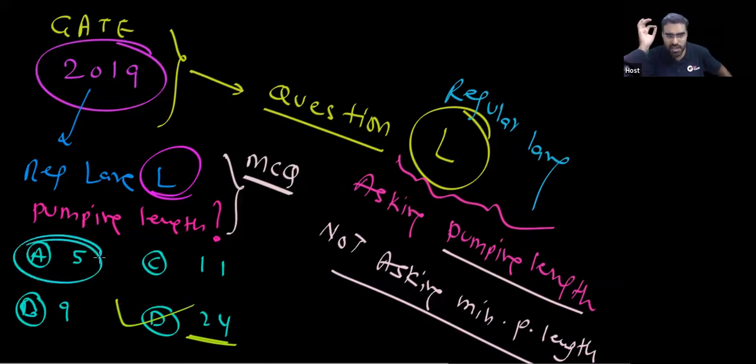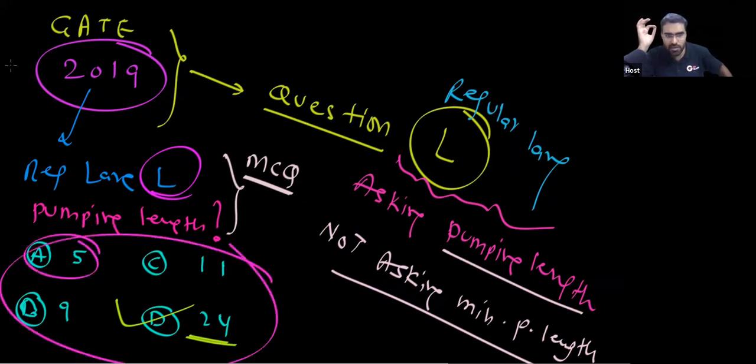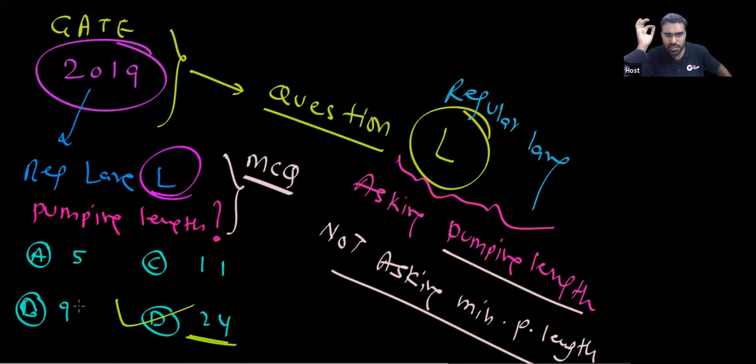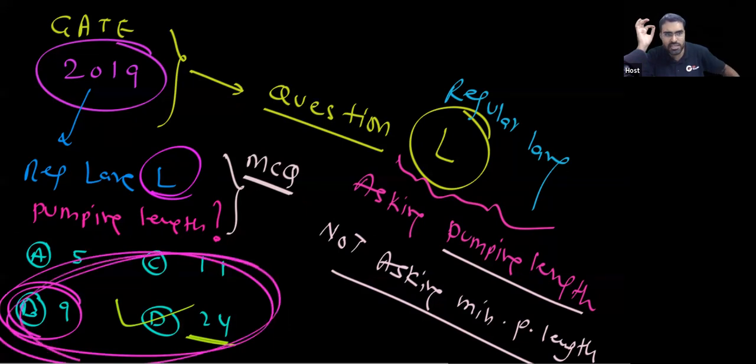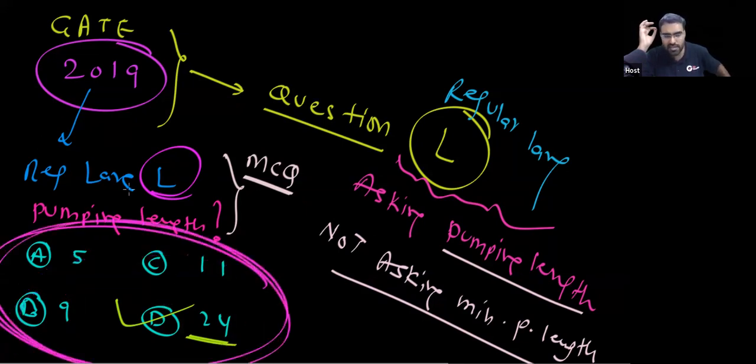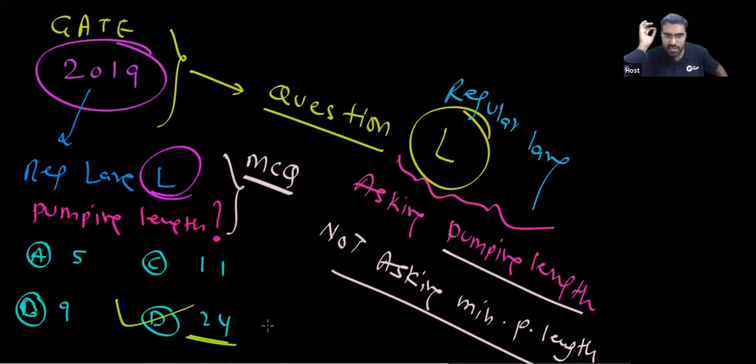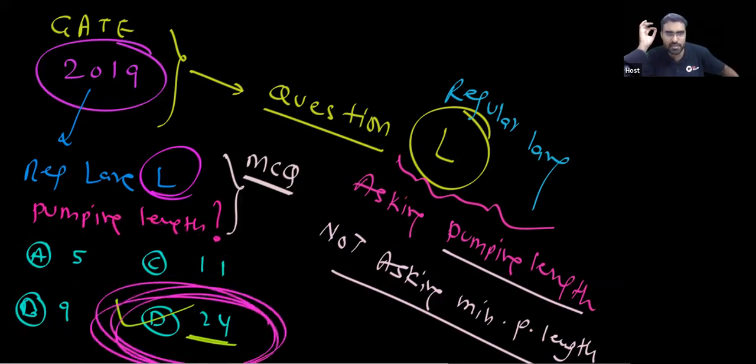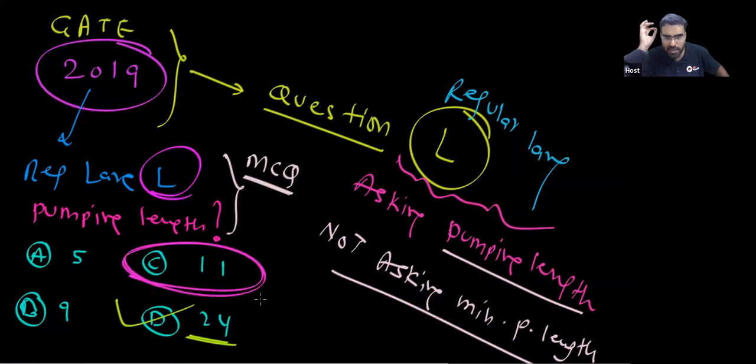See, if 5 is a pumping length, then every larger number is a pumping length. If this 9 is a pumping length, then every number greater than or equal to 9 is a pumping length. The point is, if one of them is a pumping length, then definitely 24 will be a pumping length. If 11 is the pumping length, then 24 will also be the pumping length. So 24 will be the answer.